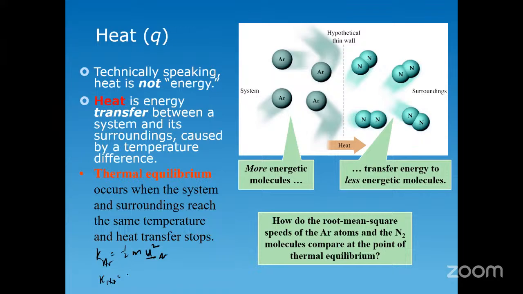Equal to half m times the mean squared speed, and change this symbol here to the nitrogen one, and this would be for nitrogen, right? Oh, and by the way, I should also include the mass of argon here and the mass of nitrogen here, right? So to answer this question, what will happen is that the energies will be the same, right? The kinetic energy of argon and nitrogen will be the same.